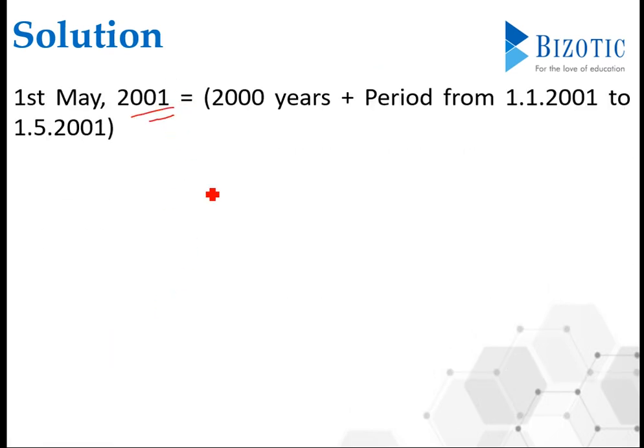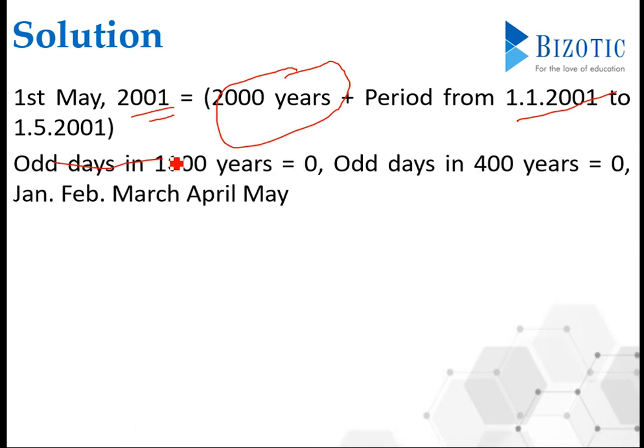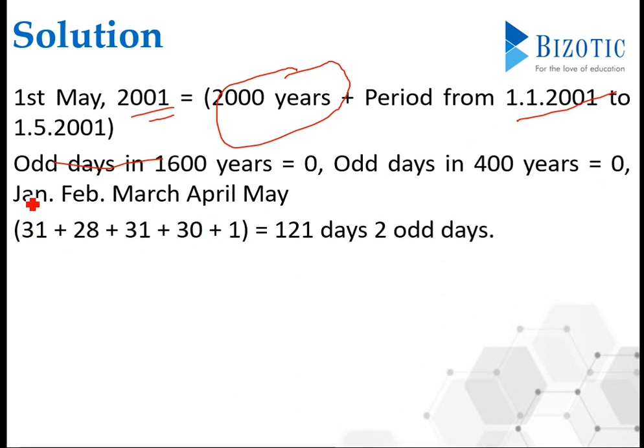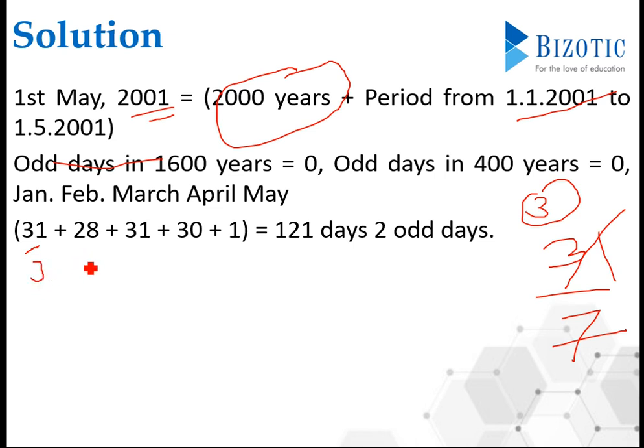Whenever it comes to 2001, split it according to century years. 2000 is divisible by 400, so 0 odd days. Then 2001, one year you cannot consider because it's not complete yet, so we go from 1.1.2001 to 1.5.2001. In this you have to calculate the total number of odd days. When you go to 2001, start from January. January has 31 days, which means if you divide it by 7, 7 fours are 28, and you have 3 odd days.